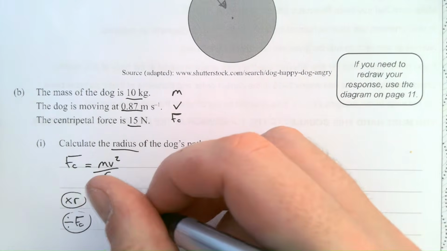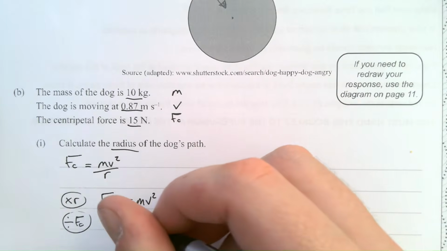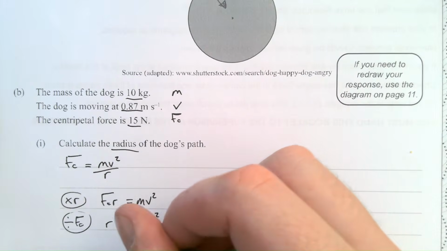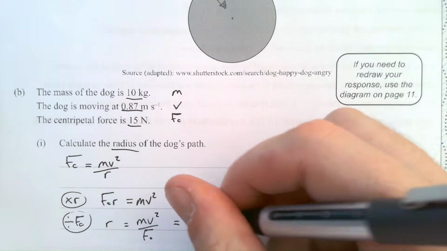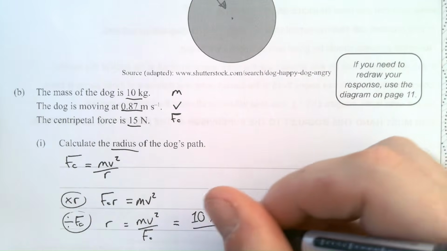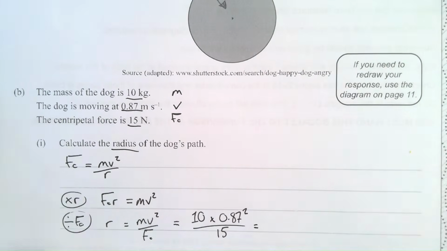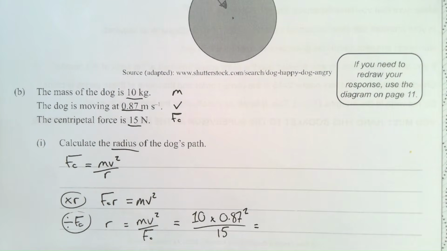Just very quickly to show all steps of our working, r is equal to mv squared over FC. Then we substitute those values in from above: 10 times 0.87 squared divided by 15. Just be careful when you're typing this into a calculator that you don't accidentally square the 10 as well. If you want, you can use brackets to separate it all out, but your calculator should know what you're on about if you just square the 0.87.